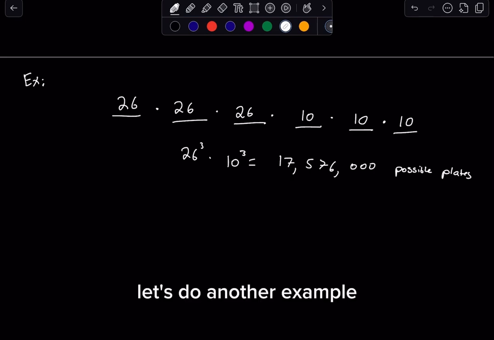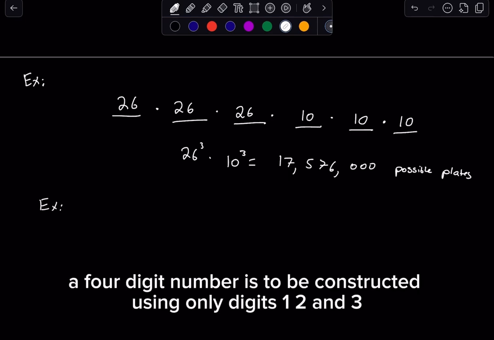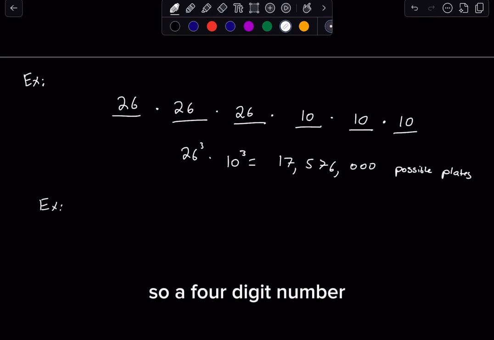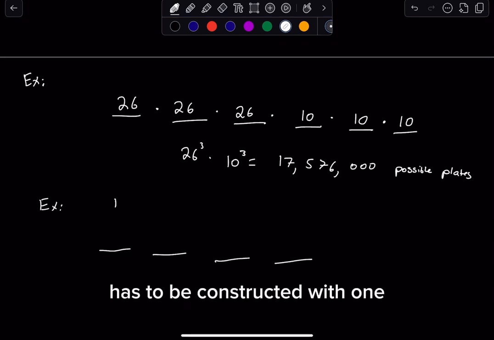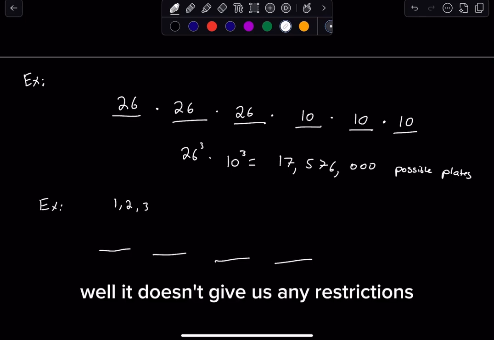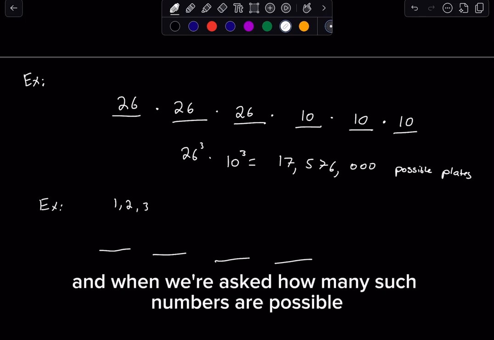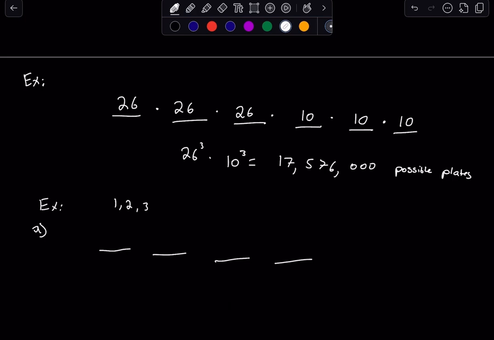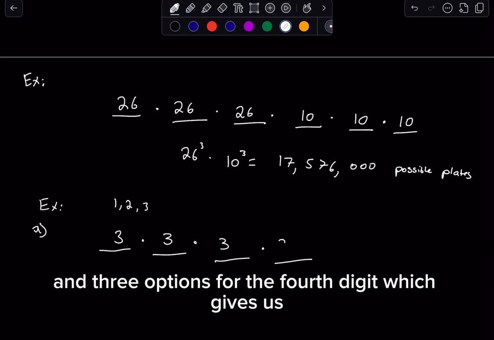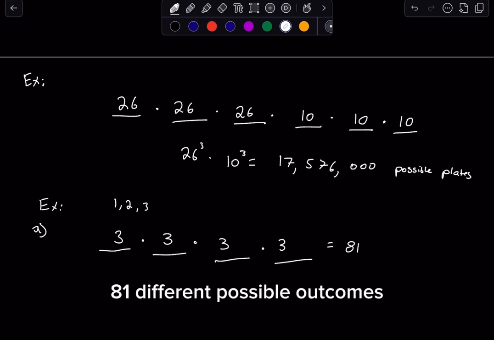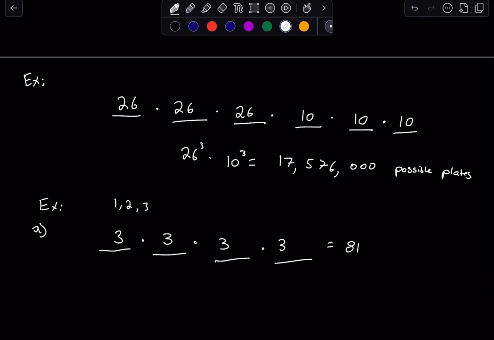Let's do another example. A 4-digit number is to be constructed using only digits 1, 2, and 3. So a 4-digit number has to be constructed with 1, 2, and 3. Well, it doesn't give us any restrictions. And when we're asked how many such numbers are possible, we're going to have 3 options for the first digit, 3 options for the second digit, 3 options for the third digit, and 3 options for the fourth digit, which gives us 81 different possible outcomes.